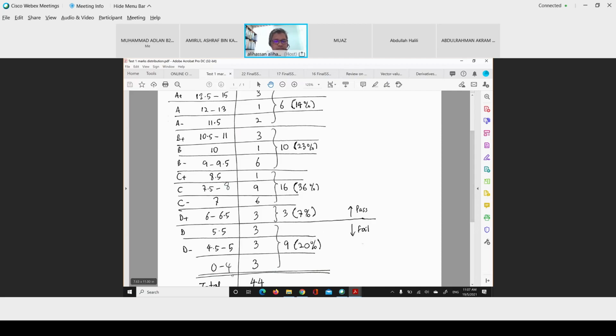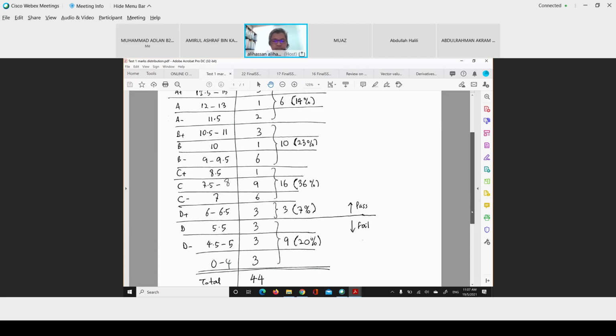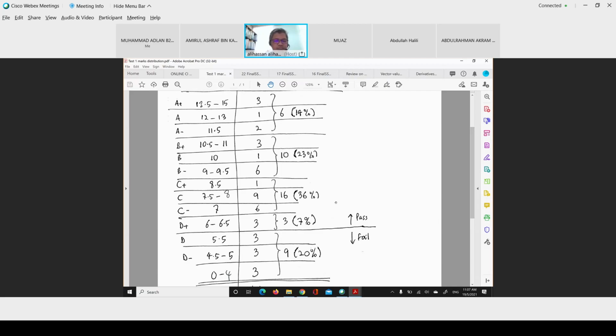So people in this group need to work harder. But there's still a chance for you to improve your grade, because this is just 15%. We have 85 marks which we have not taken into account yet, from the assignment, from test 2, and from the final exam. That doesn't mean that if you get a C in test 1, you will get a C in the end. So there's still room for improvement.